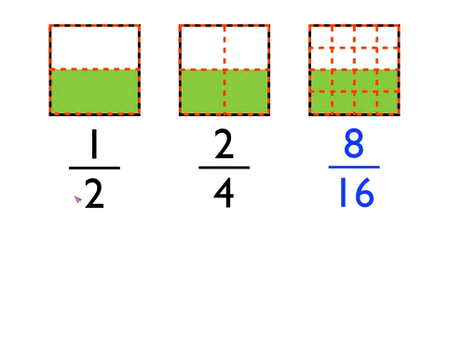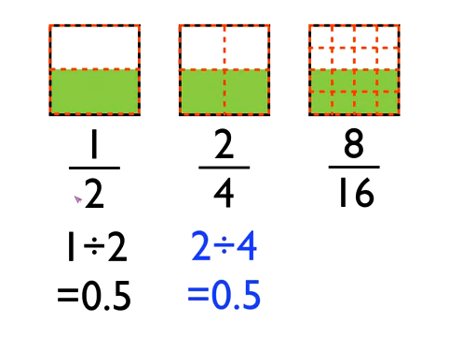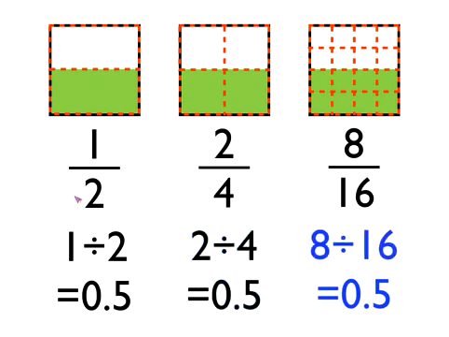Another way of thinking of fractions is as division sums: the top number divided by the bottom number, the numerator divided by the denominator. So 1/2 is exactly the same thing as 1 divided by 2, which if you type it into a calculator or use short division, you'll see is 0.5. But if we look at 2/4, if we do 2 divided by 4, you'll notice that we also get 0.5. And indeed, if we do 8 divided by 16, we also get 0.5.